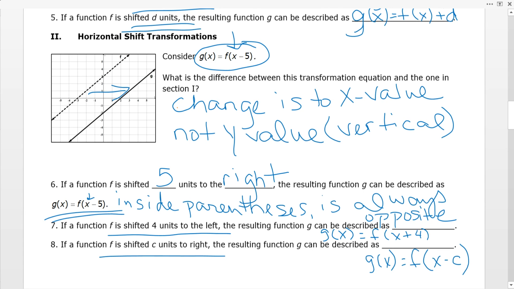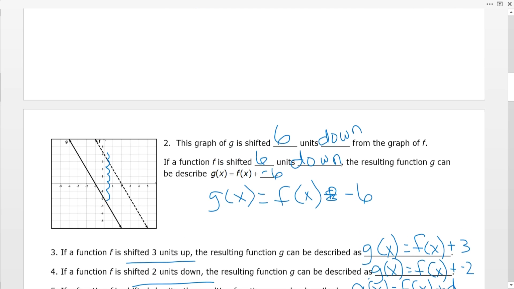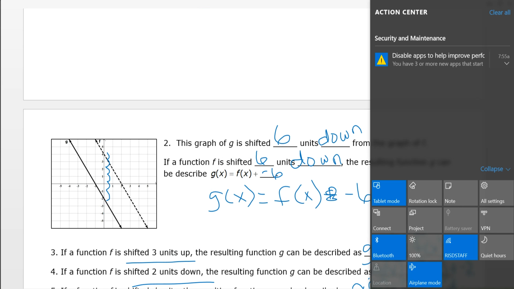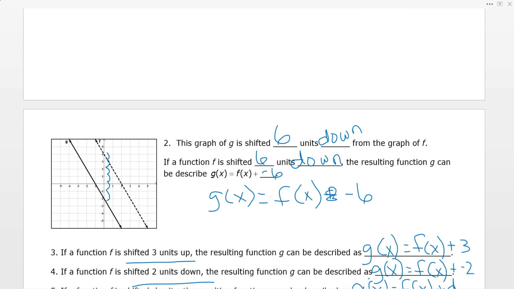Okay, so just remember it's always going to be the opposite direction of the sign inside the parentheses. You're not going to see a lot of horizontal shifting, but when it's inside the parentheses, the x value is changing, not the y value.